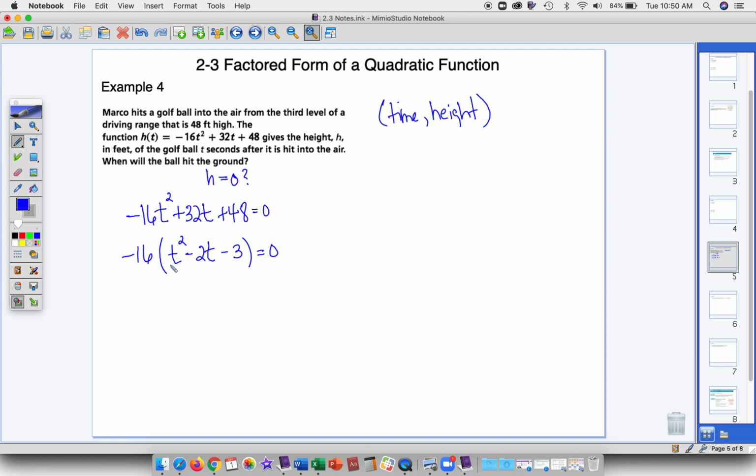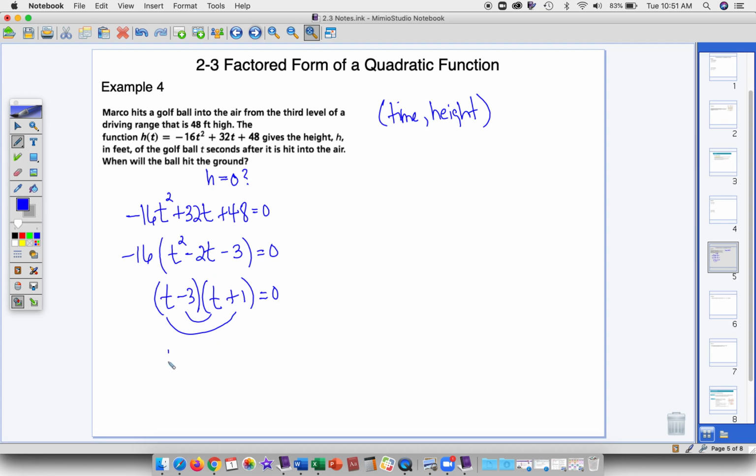Now, this negative 16 does not affect our solutions. When you pull out a constant, you can disregard that. So I'm just going to factor the t squared minus 2t minus 3. So my factors are 3 and 1, sorry. I want the 3 to be negative because then my inners are minus 3t, my outers are a plus 1t, and that gives me the negative 2t for the term in the middle.